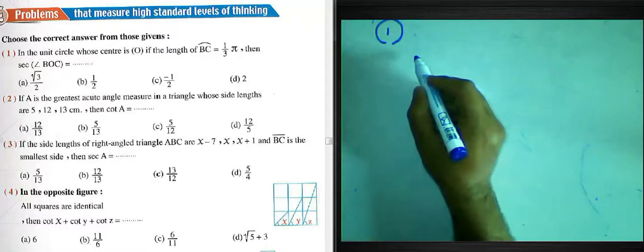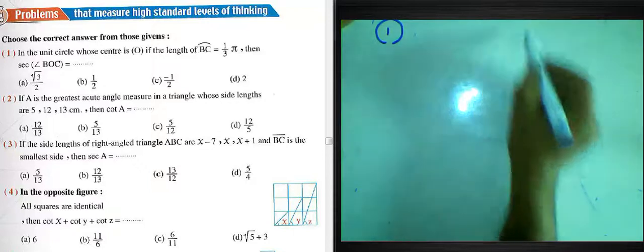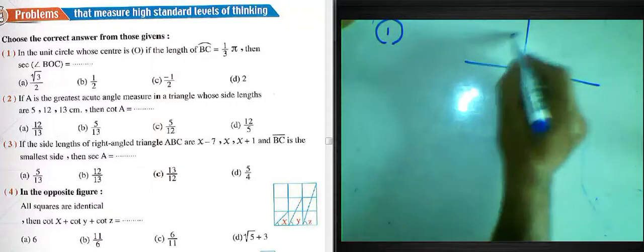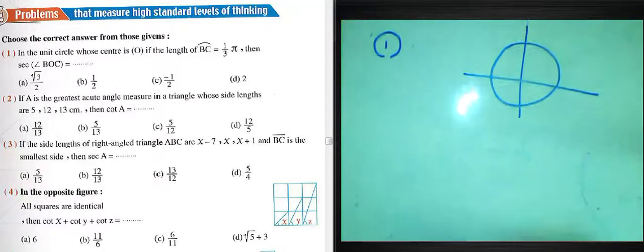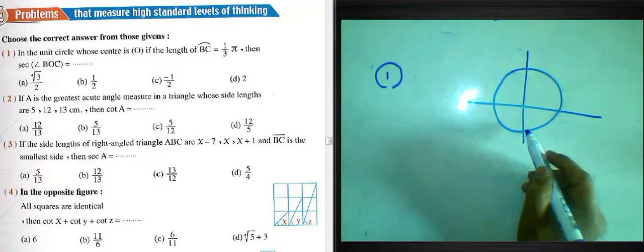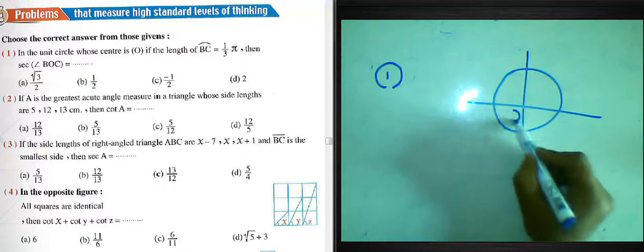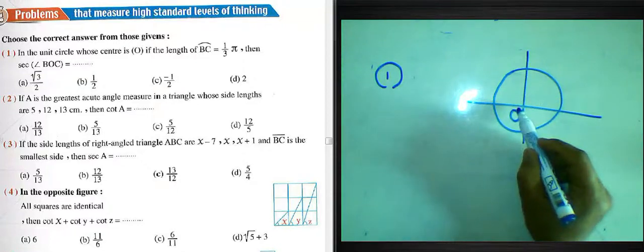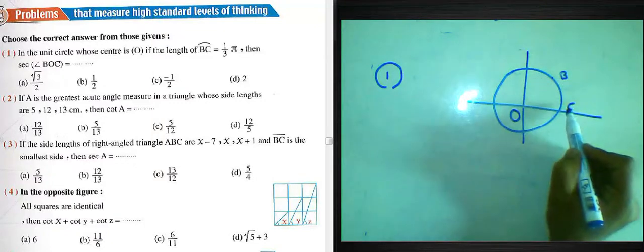In the unit circle, whose center O, if the length of PC equals one third pi, then sec angle BOC equals. First, we have a unit circle. Okay. In the circle whose center O, if the length of PC equals one third pi, PC, one third pi.